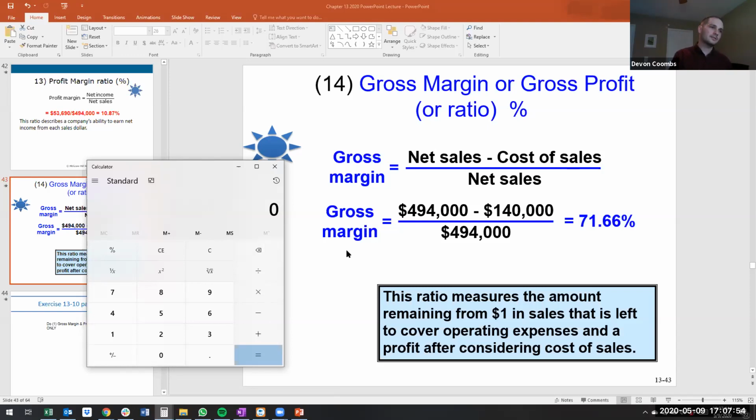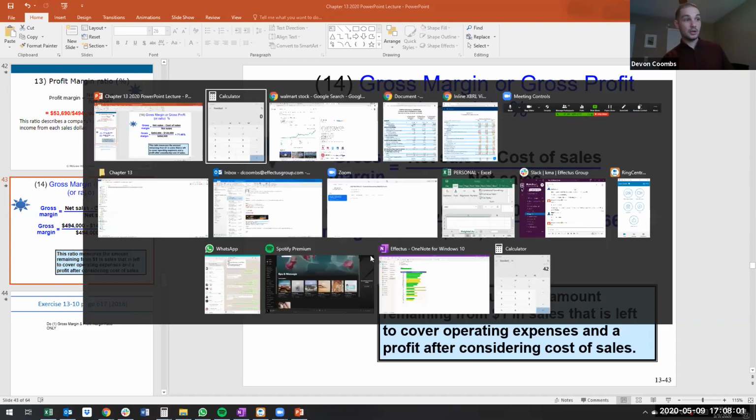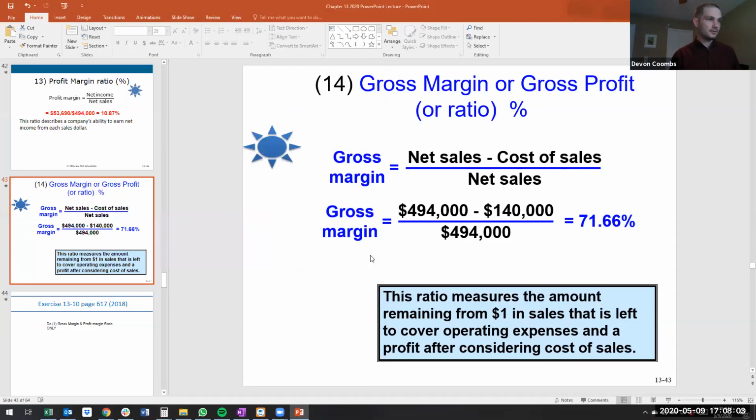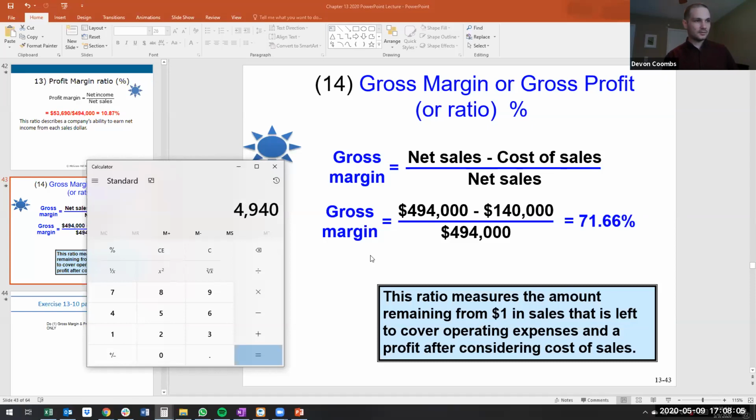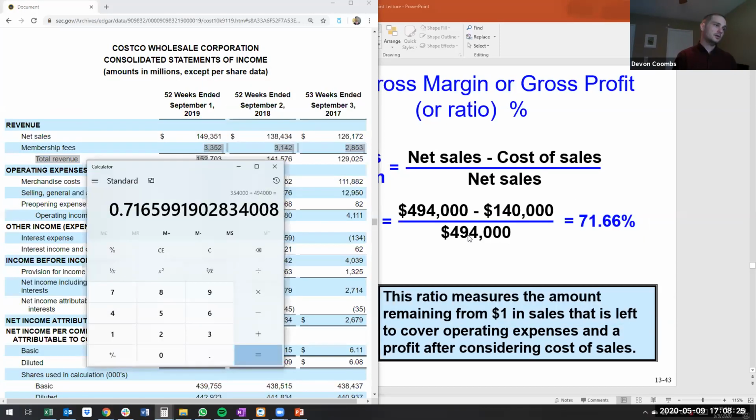So net sales minus cost of sales. How's this different, right? Before we were looking at net income. Now we're looking at net sales minus cost of sales, which we know is how we measure profit margin. So in this case, we're saying we had net sales of 494,000 minus 140,000. And we're going to take that over our net sales. We know that on average, we get a profit margin of 71%, probably on all our goods. That's the average, right? And so we can compare that for Costco, and we compare that for Walmart.